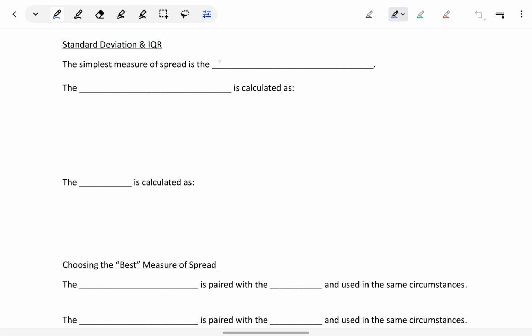Before we dive into either of those, though, we want to talk about the simplest measure of spread, which is the range of a data set. The range of a data set is literally the maximum value minus the minimum value. That just tells us how much distance there is between the largest and the smallest value. So if we were looking at, for instance, salaries, that would tell us the difference between the lowest earner and the highest earner.